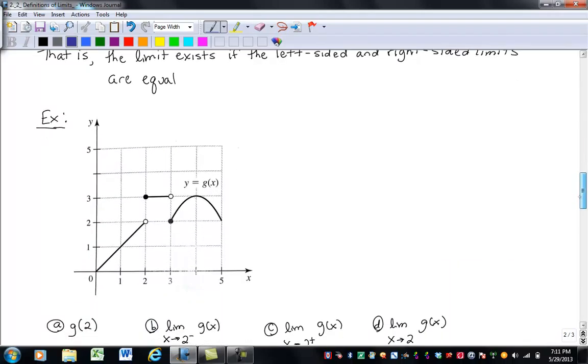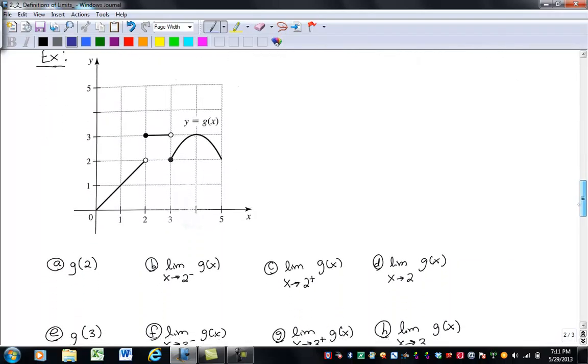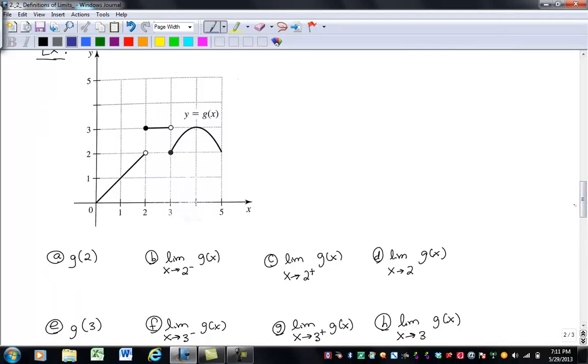And so let's do an example where we can find some of these properties from a graph. Now here's a graph of g of x, and this is in the textbook actually. And in this graph, question A says find g of 2. Well, if you'll notice, the function's name is g of x. So if you want to find g of 2, you just plug in 2 for x. And what g of 2 means is the y value at 2.